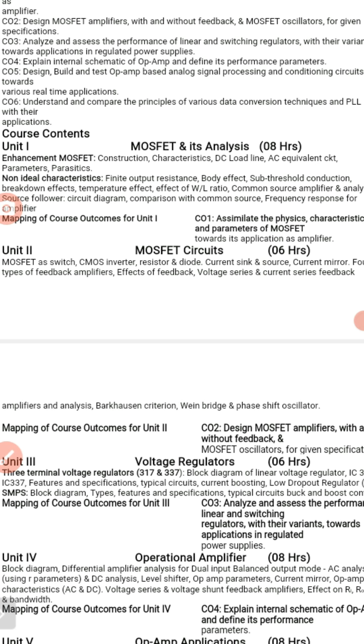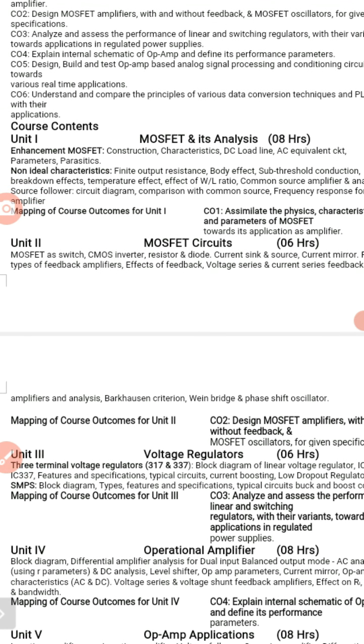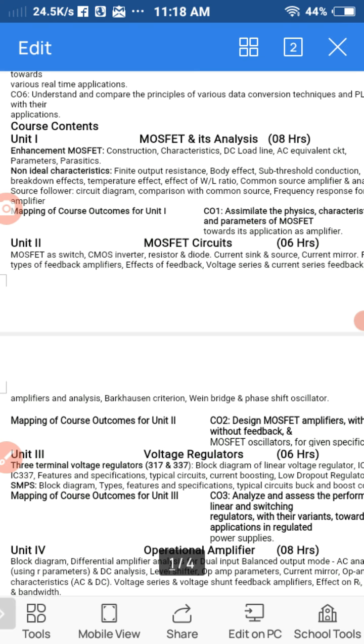So unit number 2 is based upon circuits. Which are the circuits we can build? We can build inverters, we can build resistors, we can build diodes, we can build current source, we can build current mirror, we can build feedback amplifiers, we can build oscillators using MOSFETs. So MOSFET plays a very important role in electronic circuit analysis or electronic circuit manufacturing. Okay, this is unit number 2.